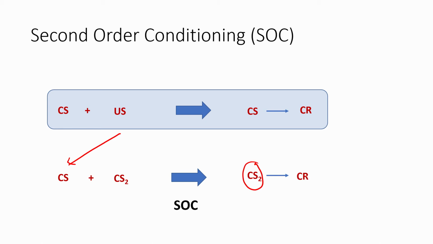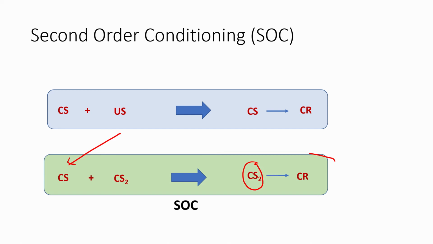Now again, this response need not be the same as the CR of the first one, but in general we tend to choose a similar stimulus, so the responses tend to be the same. So the idea that you can take a paired stimulus that acquired a new response and then in turn use that in training another stimulus, this whole phenomenon we call second order conditioning, or in short SOC.